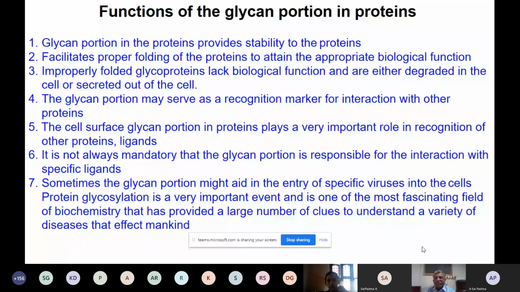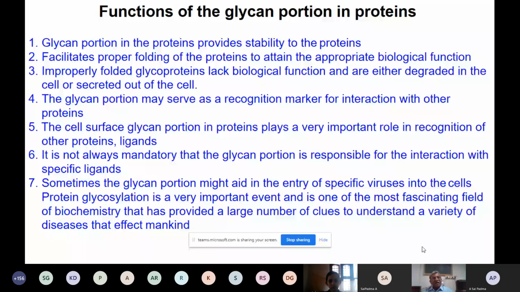Now, what are the functions of the glycan portions in proteins? The glycan portion in the proteins provides stability to the proteins, facilitates proper folding of the proteins to attain the appropriate biological function, and improperly folded glycoproteins lack biological function and are either degraded in the cells or secreted out of the cell. The glycan portion may serve as a recognition marker for interaction with other proteins. The cell surface glycan portion in proteins plays a very important role in recognition of other proteins and ligands.